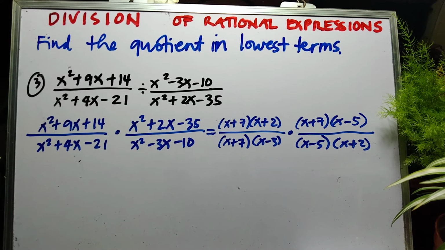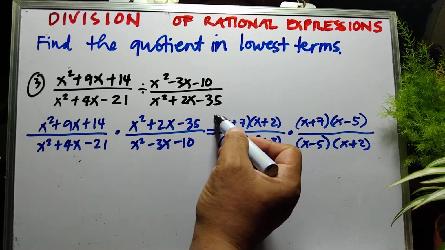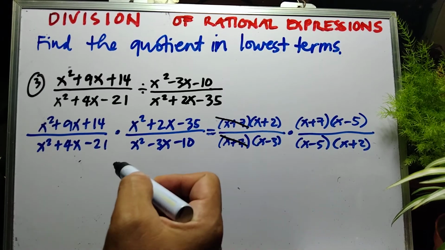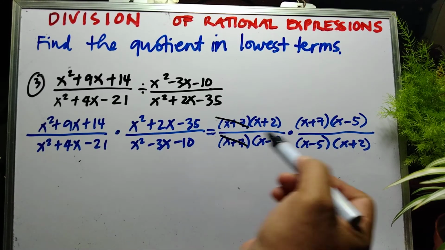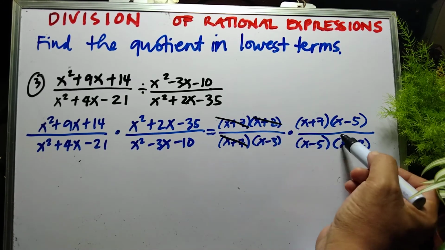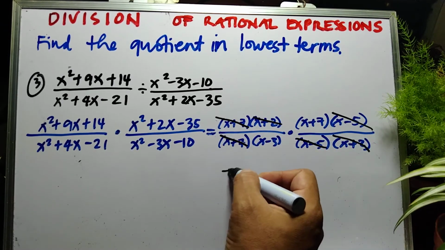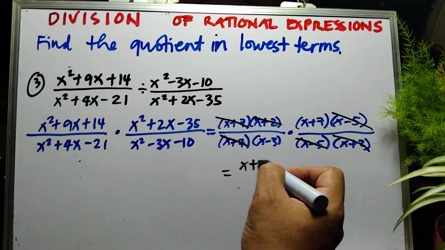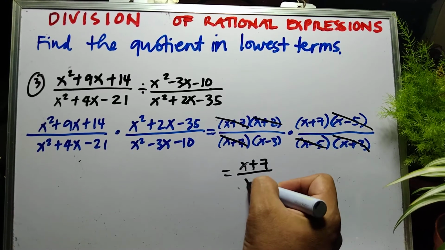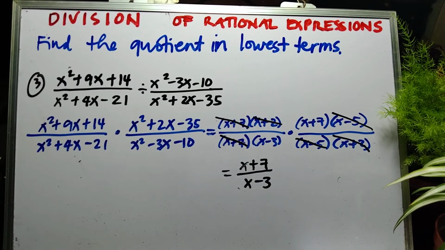So from there, makikita natin ang mga common sa numerator at saka denominator. Okay? So dito, klarong-klaro, you can cancel x plus 7. So ano pa ba? Si x plus 2. Si x minus 5. So your answer would be x plus 7 over x minus 3.